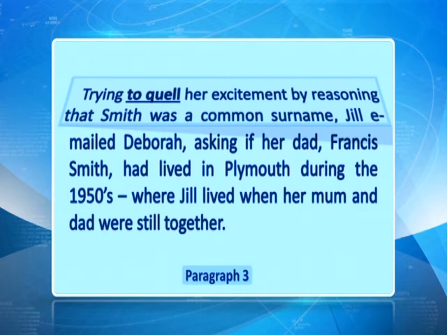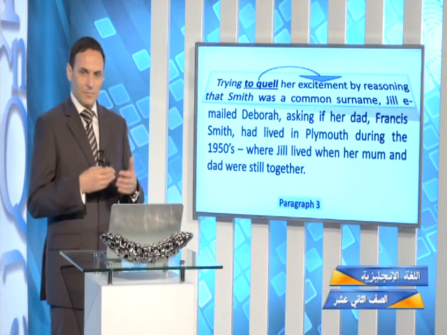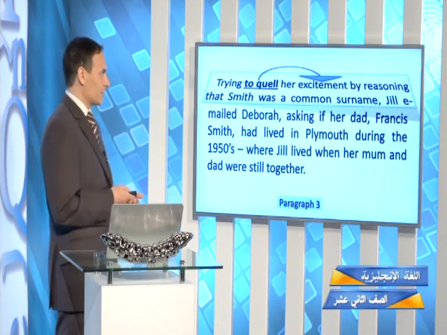Okay. Now, notice that to quell here is a transitive verb. It needs an object. So what is the object related to quell? Jill is trying to quell what? She is trying to quell her excitement. Excitement means her feelings. She is overjoyed, she is excited. Okay? So to quell her excitement. And excitement means feelings and affection.